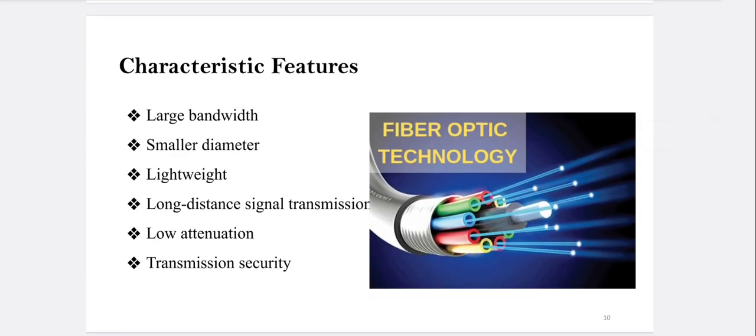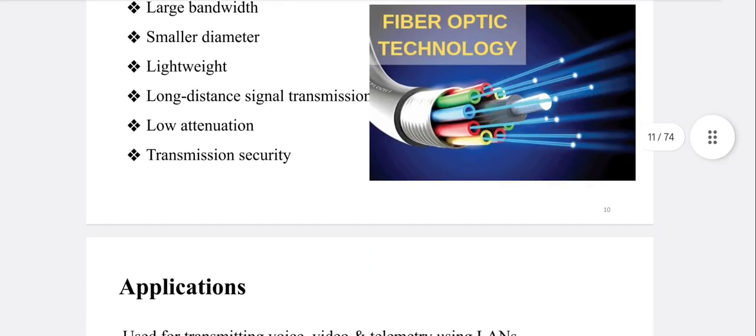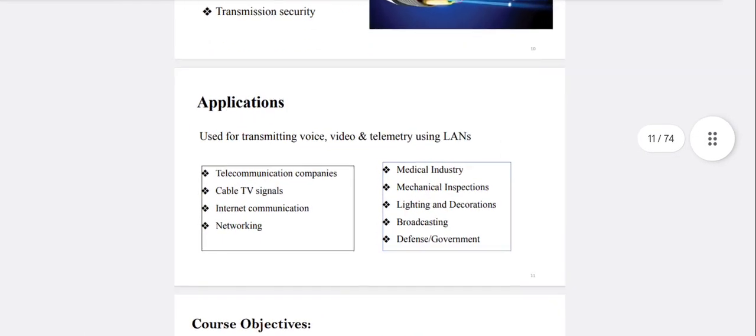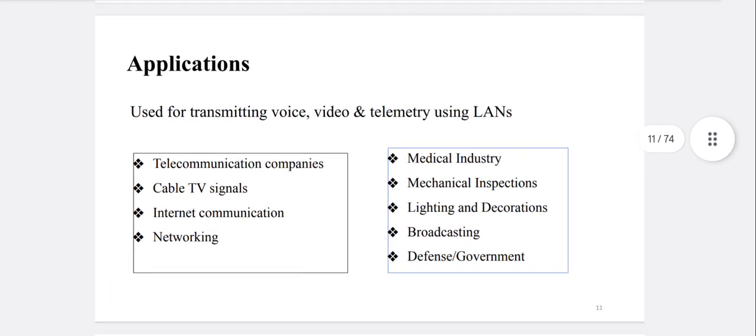Fiber optic communication has the characteristic features of larger bandwidth, light weight, low attenuation, smaller diameter, and transmission security. It has applications in telecommunication companies, internet communication, networking, cable TV signals, medical industries, mechanical inspection, and also in the defense or government sector.